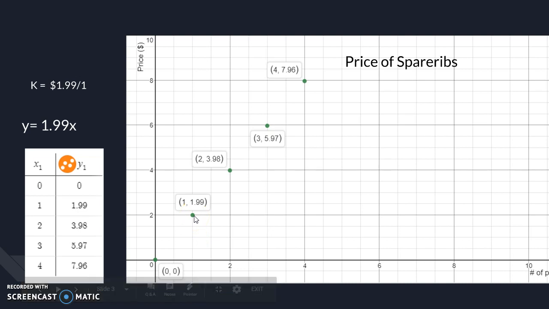My third point in my table, 2 pounds of spare ribs cost $3.98. My fourth point, 3 pounds of ribs cost $5.97. And finally, I have 4 pounds of ribs for $7.96. So I found that my Y to X ratio, that constant ratio K, always simplified to $1.99 per 1 pound. So that was my constant, and I substituted that into the equation y equals kx to show that this line would be y equals 1.99x.